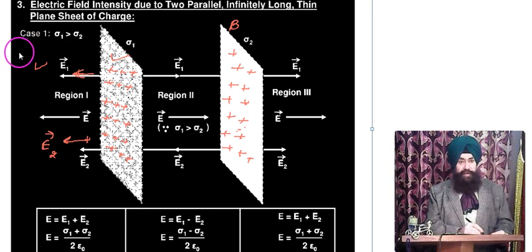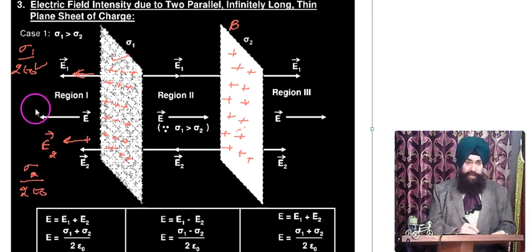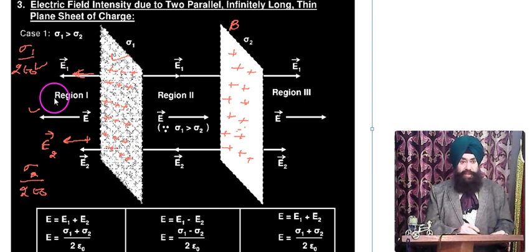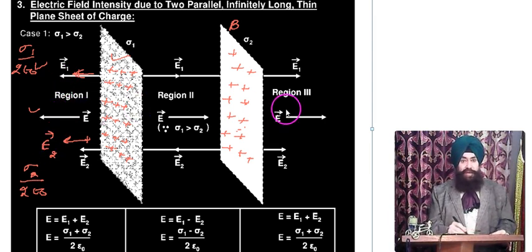Now what will be the E1? By using the Gauss theorem, it is sigma 1 upon 2 epsilon naught, and because of this sheet, E2 is sigma 2 upon 2 epsilon naught. Because both are along the same direction, the total intensity becomes the sum of the two.